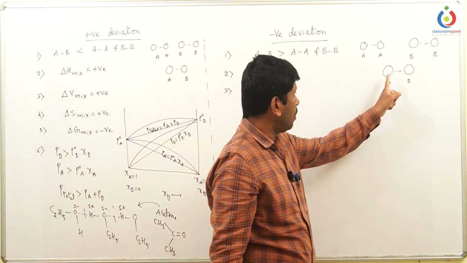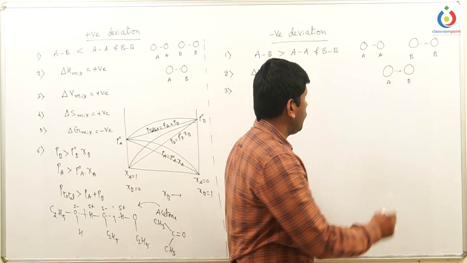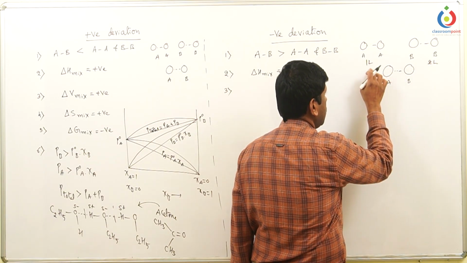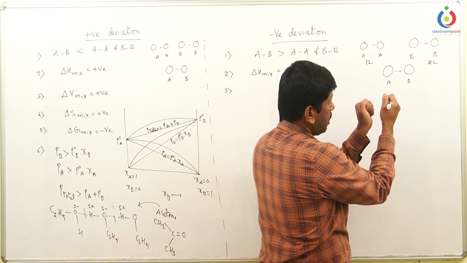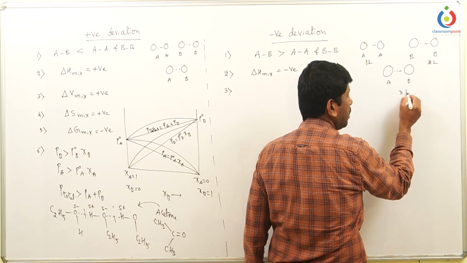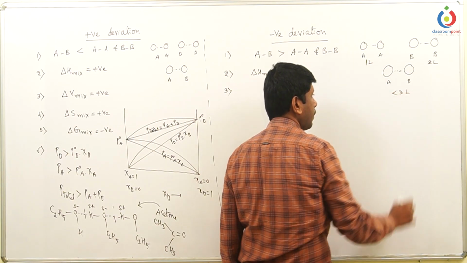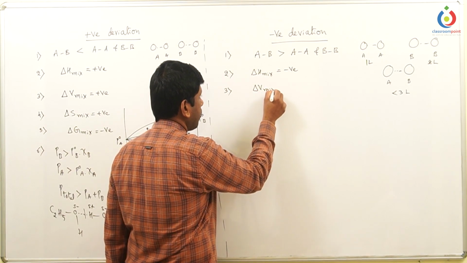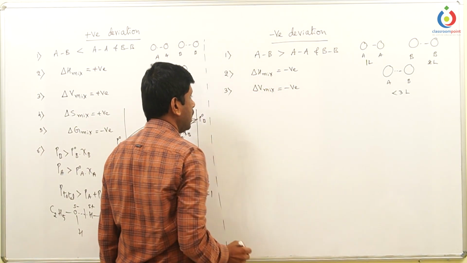Since strong attractions are formed, if you take 1 liter of A and 2 liters of B, the attractions are stronger, so the molecules come close to each other and the volume decreases to less than 3 liters. So delta V mixing is negative.